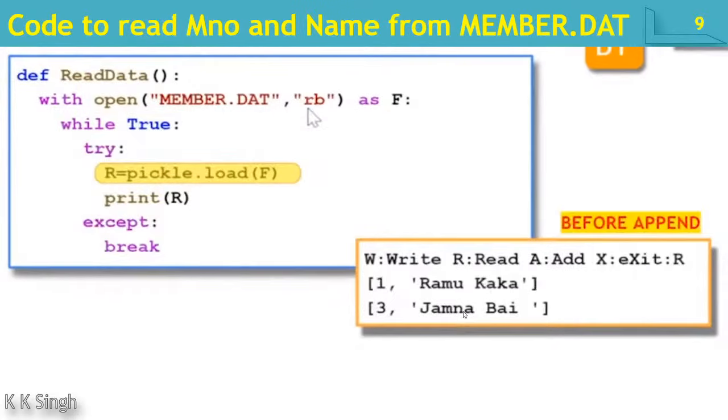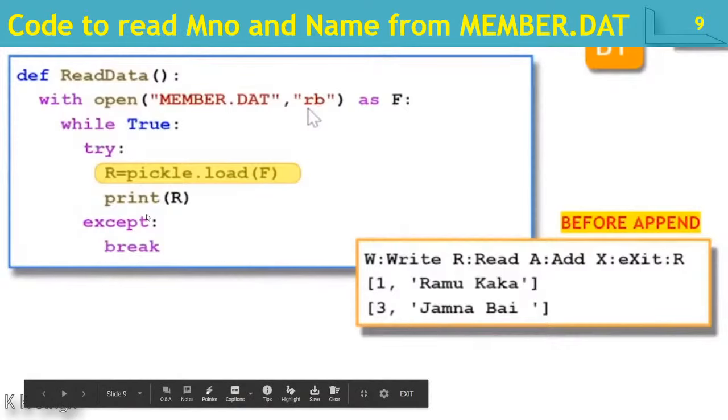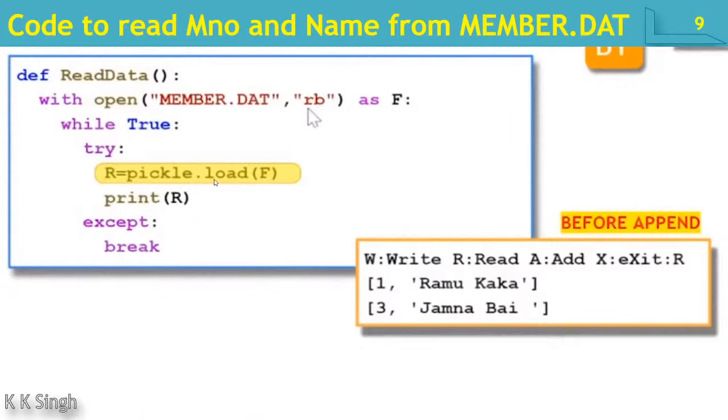Over here, I am reading the same information from member.dat, and this is being printed here. I am reading the information through pickle.load. So this will be the output.